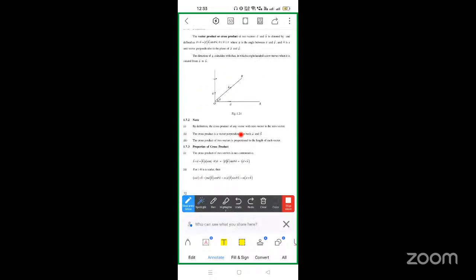Note points. First, by the definition of the cross product, the cross product of any two vectors is the zero vector if either vector is the zero vector. The cross product is a vector perpendicular to both A and B. The cross product of two vectors is proportional to the length of each vector. In dot product and cross product, this is the same condition.